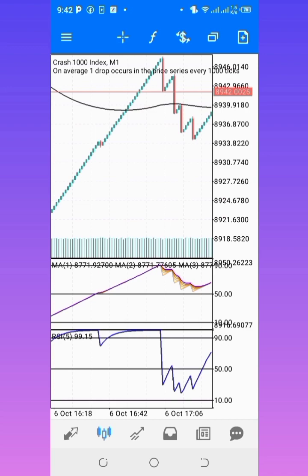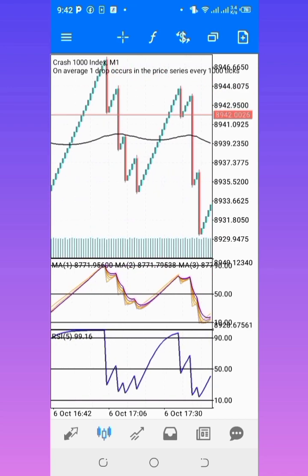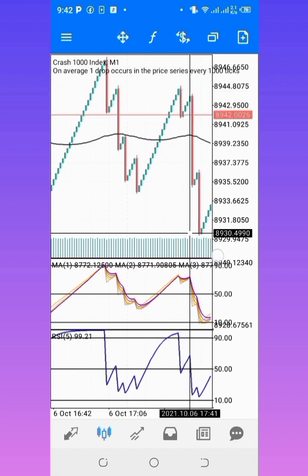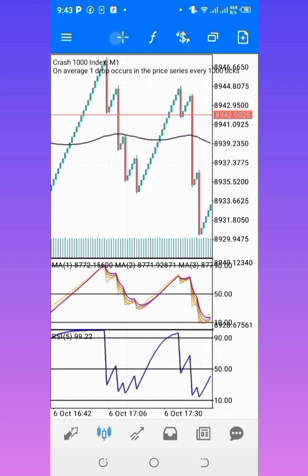So let's check what happens next. Okay, uptrend, and eventually what happens next? One spike, and it spikes till eventually the 10 level. You can exit your trade. Alright, let me give you the setup for this strategy.